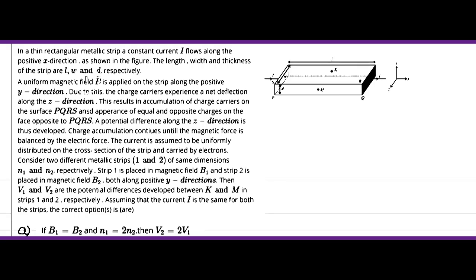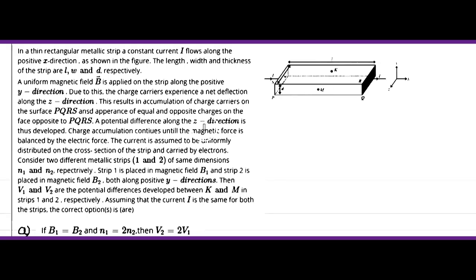There is a uniform magnetic field B which is applied on the strip along the positive y direction. So this is our y direction, okay? The up direction is the y direction. Now due to this, there is a charge accumulation which experiences a net deflection along the z direction. And where is the accumulation of charge? It is on the surface PQRS, and equal and opposite charge on the face opposite to PQRS. That means on this face and this face there is charge accumulation.